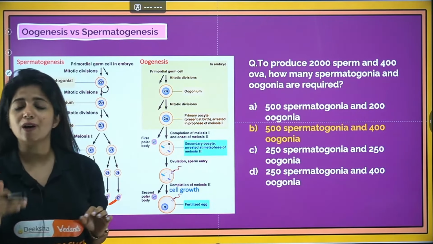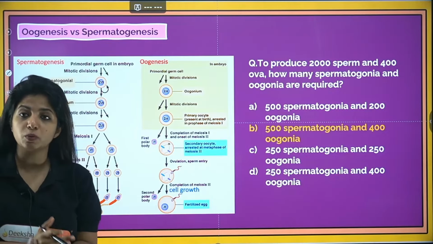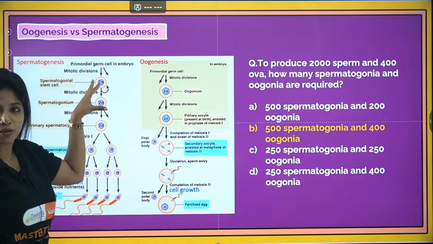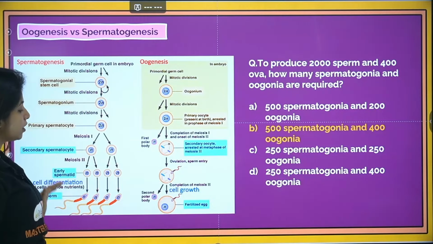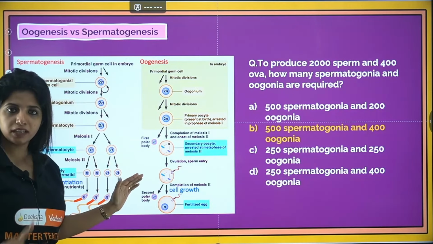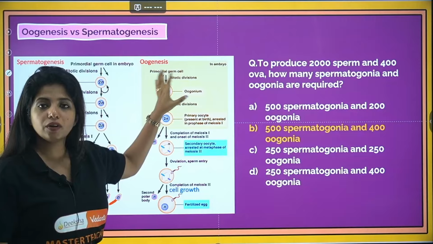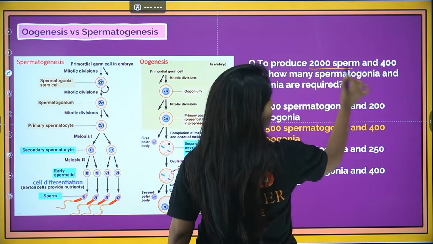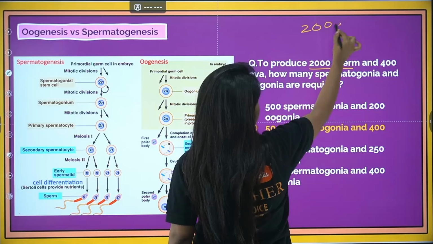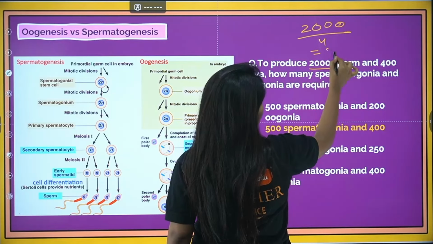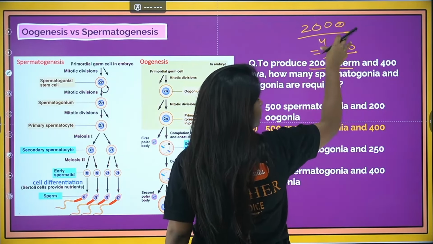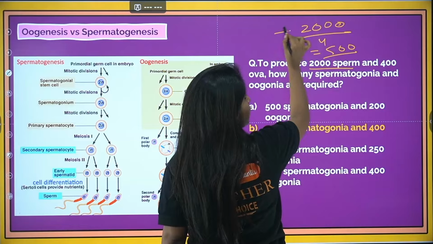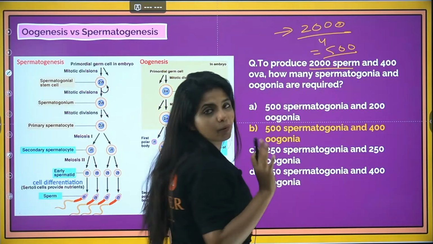To produce 2000 sperms and 400 ova, how many spermatogonia and oogonia are required? So you just assume one spermatogonium can give rise to 4 sperms. 1 gives rise to 4. Over here, 1 oogonium gives rise to only 1 ovum at the end. So if I am saying 2000 sperms are there, 2000 divided by 4 gives me what? 500. So 500 spermatogonia, each of them gave rise to 4 sperms, which is why I have 2000 sperms.